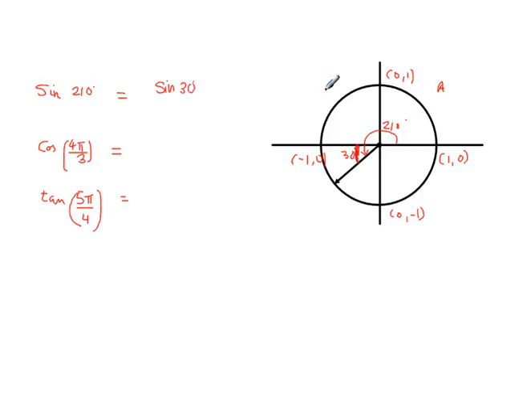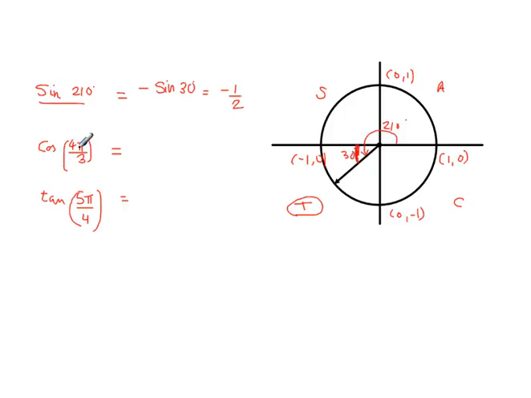Which quadrant? All silver teacups. Only tan is positive, so sine is negative. So sine of 210 is minus sine 30. From the table we know sine 30 is half. So sine of 210 becomes minus half.